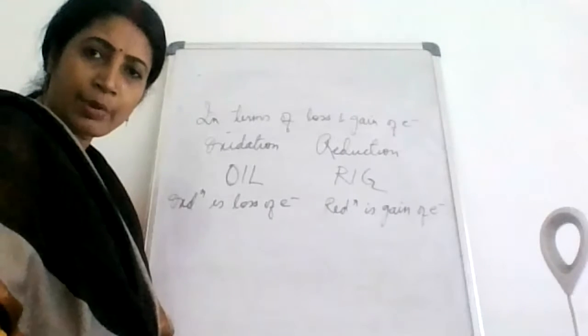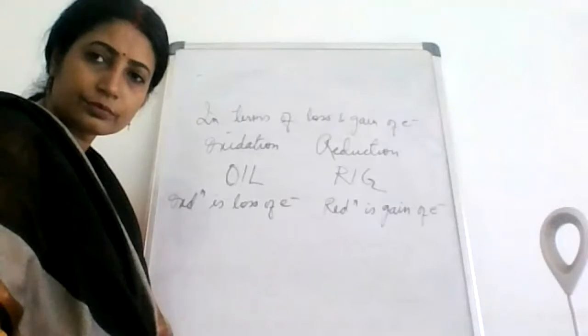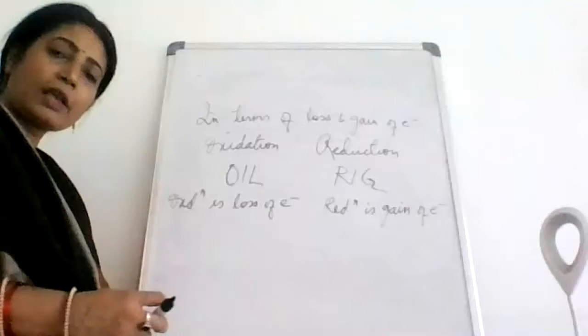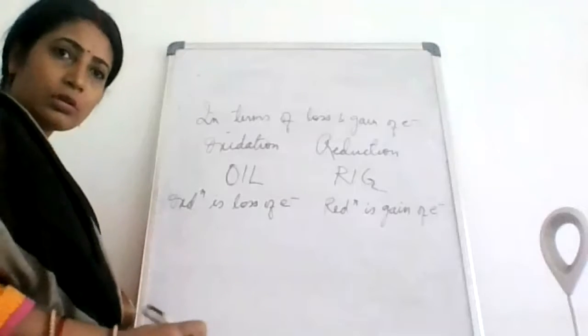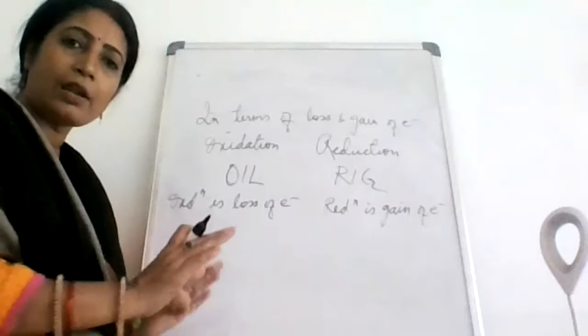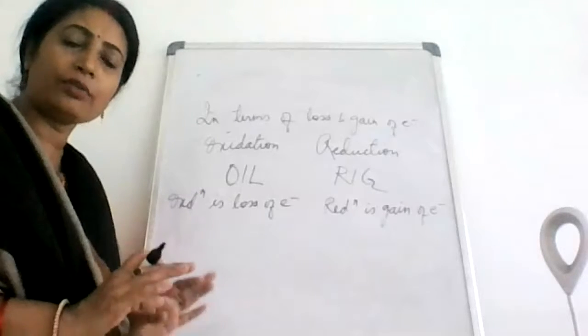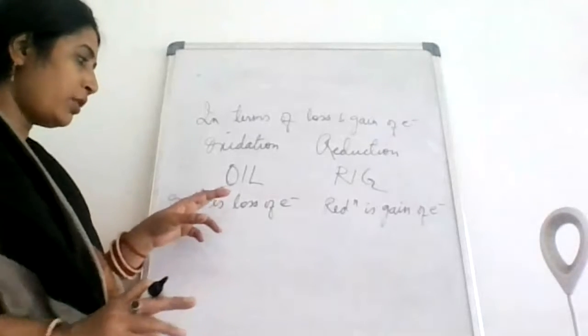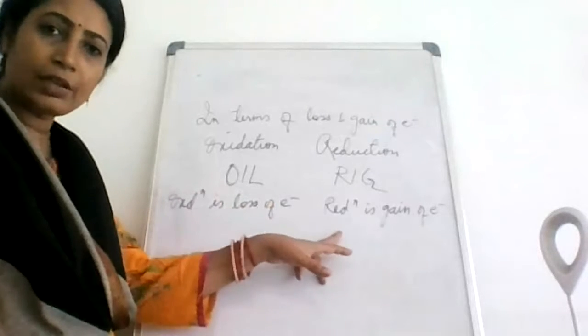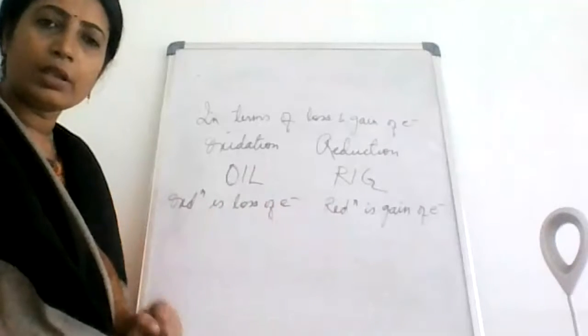Are you understanding this? We will discuss it now. Always remember OIL RIG to avoid any kind of confusion. Oxidation is always loss of electron, and reduction is always gain of electron.